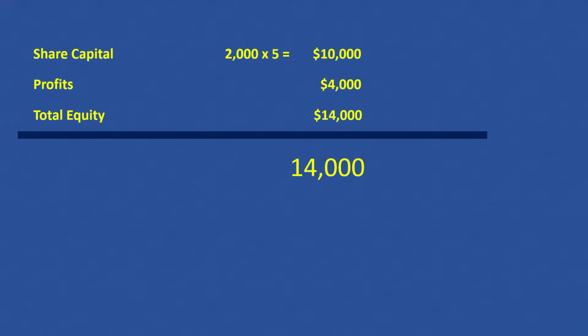Now this $14,000 will be divided over 2,000 to calculate the value of 1 share. I repeat, the total value of the business including the profits is $14,000, but there are 2,000 shares that represent the ownership, so $7 will be the value per share, but we would call that book value per share. Why book value? Let me explain to you.